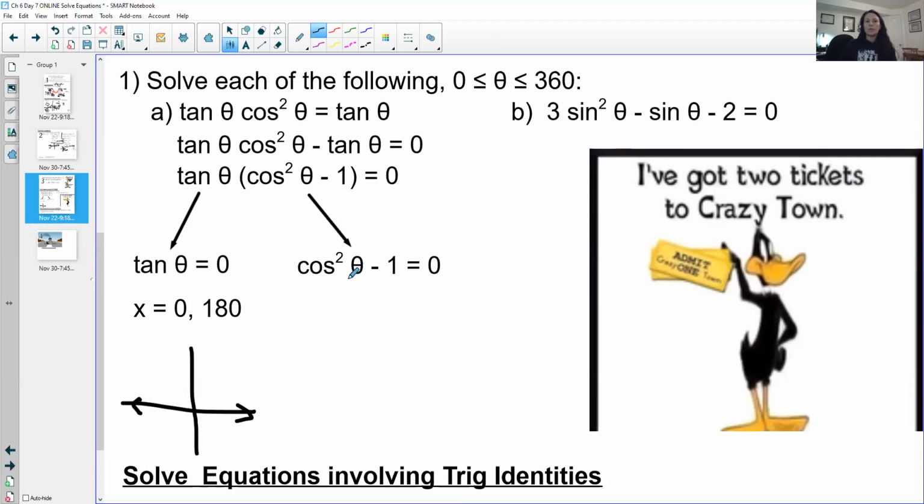Okay, this one's a little bit more fun. Cos squared theta minus 1 equals 0. You could actually use a trig identity right here, but we can do it straight from what we've got. So cos squared theta minus 1 is 0. I have to get the theta by itself. So cos squared theta equals positive 1 because I've taken the 1 and brought it onto the right-hand side. Now I need to figure out when cos squared theta equals 1. So I can take the square root of 1.